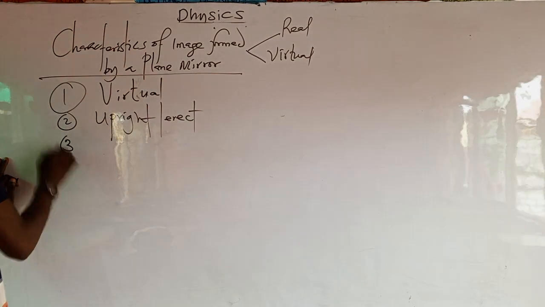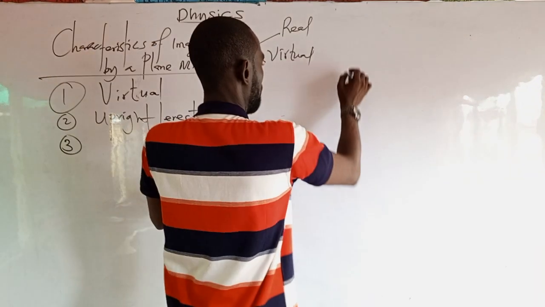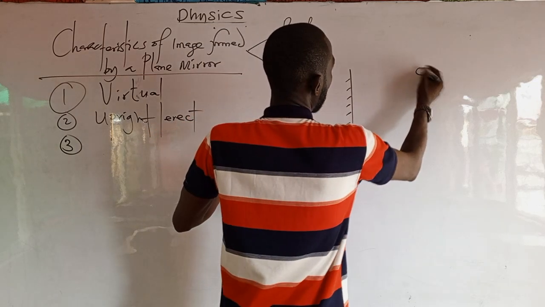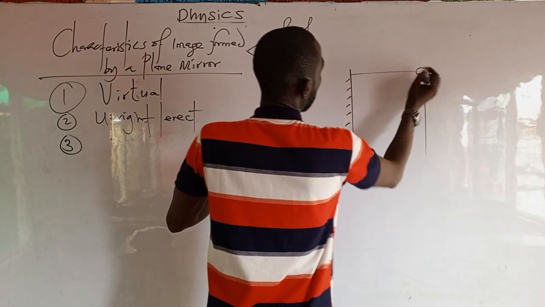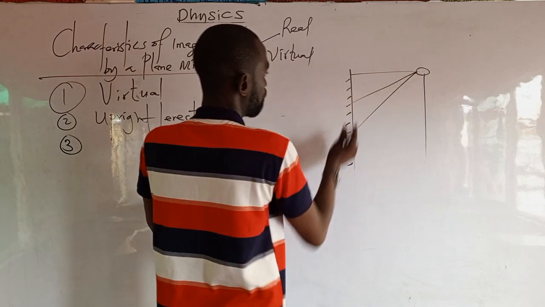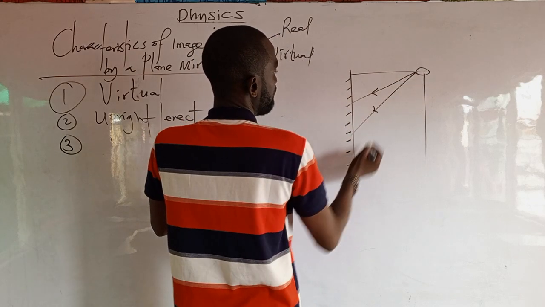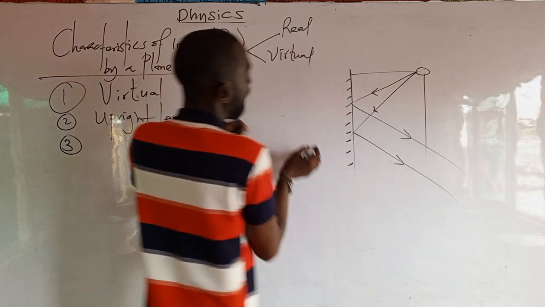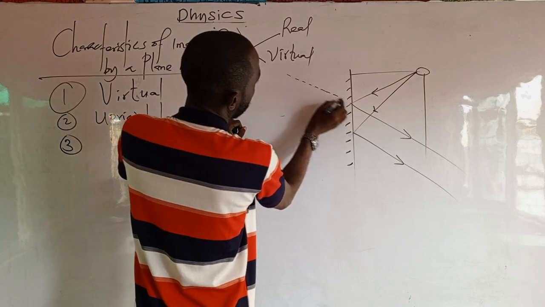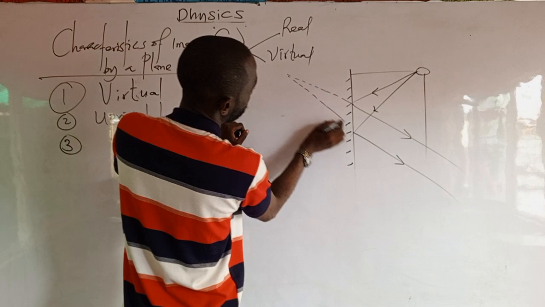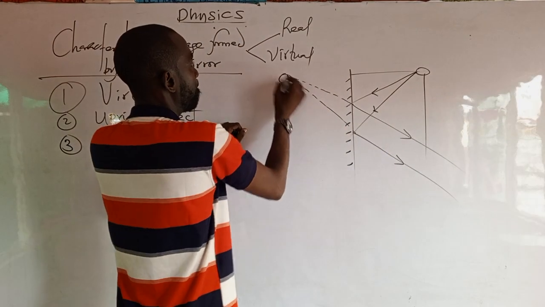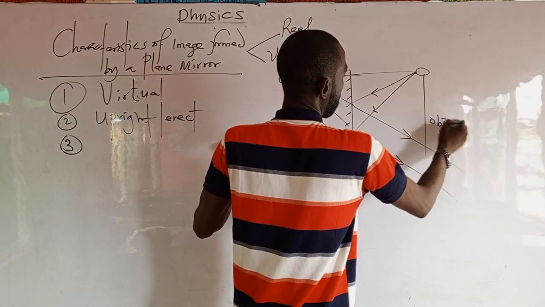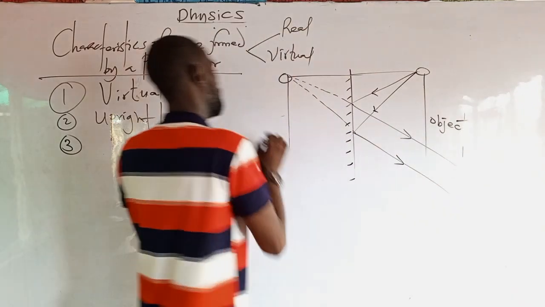Number three. If I place an object here, this is the plane mirror. Object here. Ray of light. Incident. It will be reflected. Now, if I produce this one backward, the image will be here. So this is the mirror. This is the object. Please don't mind my diagram. This is the image.